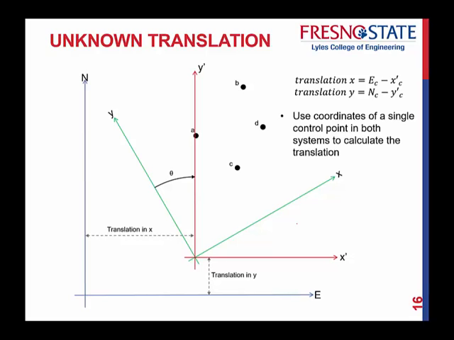A lot of times we don't know what this translation is. If you don't know the difference between the two origins that you're moving it around to, typically you can figure that out. But in this instance, here's how you can solve for it. If I gave you the equation previous, where the easting component was equal to X minus X prime.